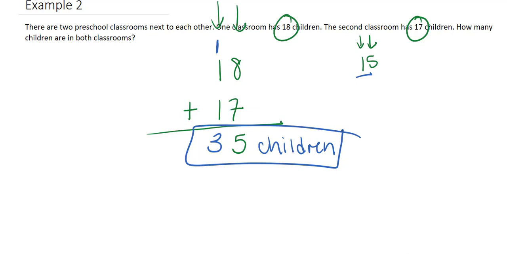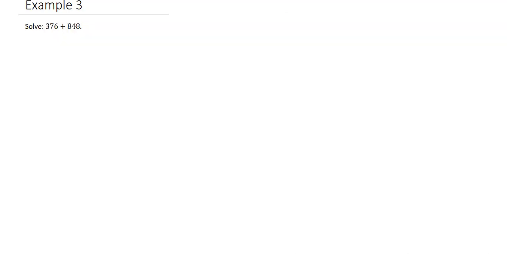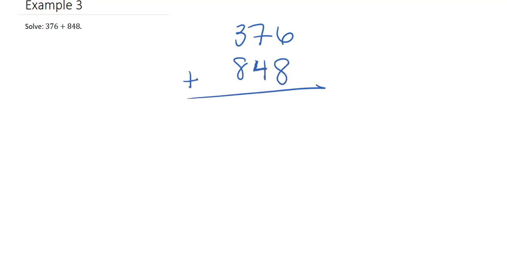Now let's look at the last example. Let's go ahead and add these 2 numbers. So we have 376 and 848. Now notice we have the 1s, 10s, and then the 100s. So let's go ahead and add. We'll start on the far right. 6 plus 8. Well, that's 14. So we have 4 1s. We have a whole 10. We need to place it in the 10s spot.